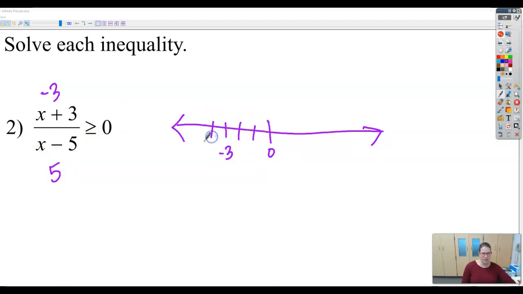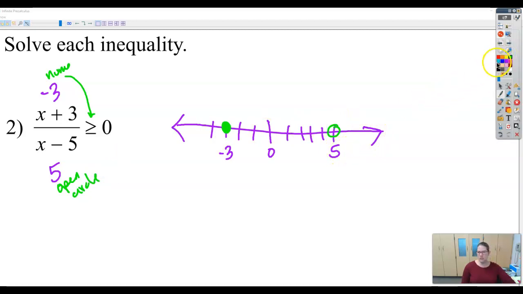So here's negative 3. Here's 5. I'm going to circle in a different color here. So remember, this one came from the numerator, so I would check the inequality. Since the inequality says or equal to, I'm going to circle that one and fill it in. But this one will always be an open circle because it came from the denominator.